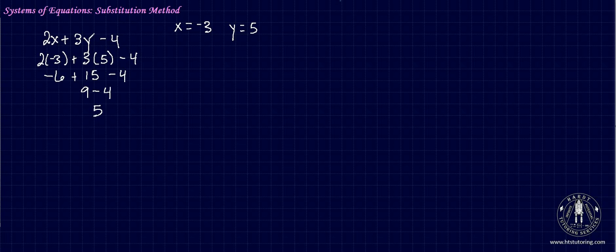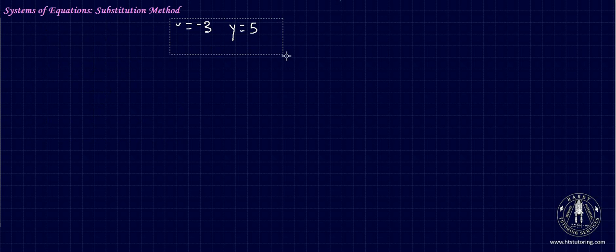Alrighty, so we get 5. So that's just a quick refresher on what exactly substitution is. You're just taking something that a variable equals, and you're plugging it in everywhere you see that variable. So we're going to take that and apply it to systems of equations.